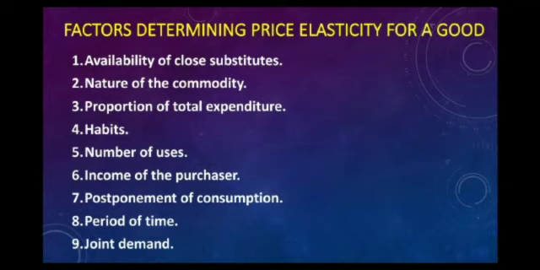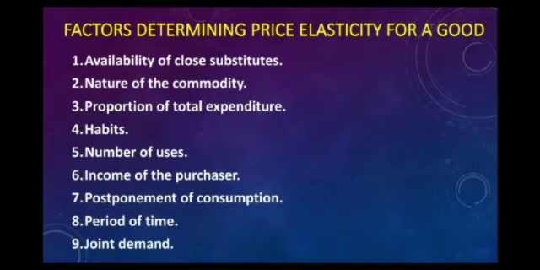Point number 3 is proportion of total expenditure. If the amount spent on a commodity constitutes a very small portion of the total expenditure on all goods and services, then the price elasticity is likely to be small. Point number 4 is habits. For example, if a person has developed the habit of smoking, he may not be able to reduce his consumption of cigarettes even when the price of cigarettes goes up. This demand for cigarettes will be inelastic.